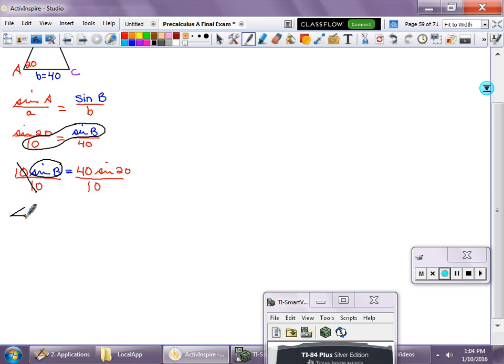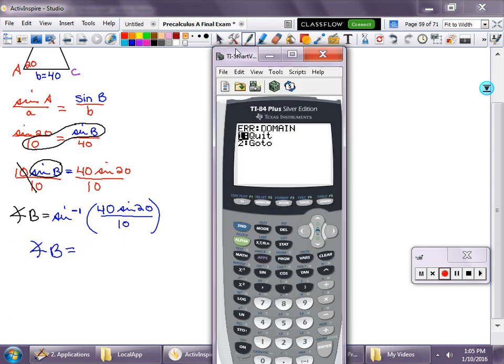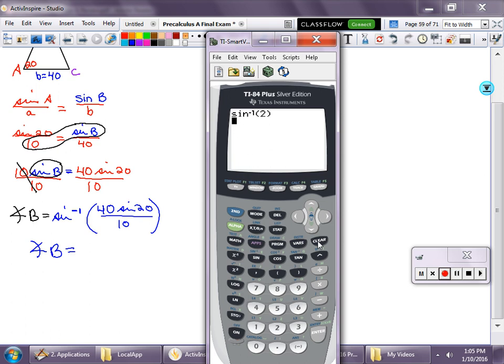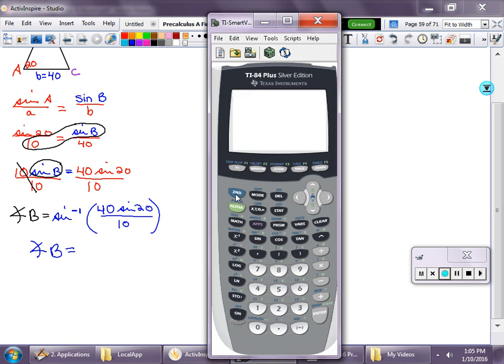So angle B is going to be equal to sine inverse of whatever this is. So just put it in exactly, copying it so everybody knows exactly. A lot of people take shortcuts when they're doing this on their own, and then they get unsure of themselves. So write it down. Okay, it's clearing out what we had before and putting in exactly what we have: sine inverse of 40 sine 20 divided by 10.